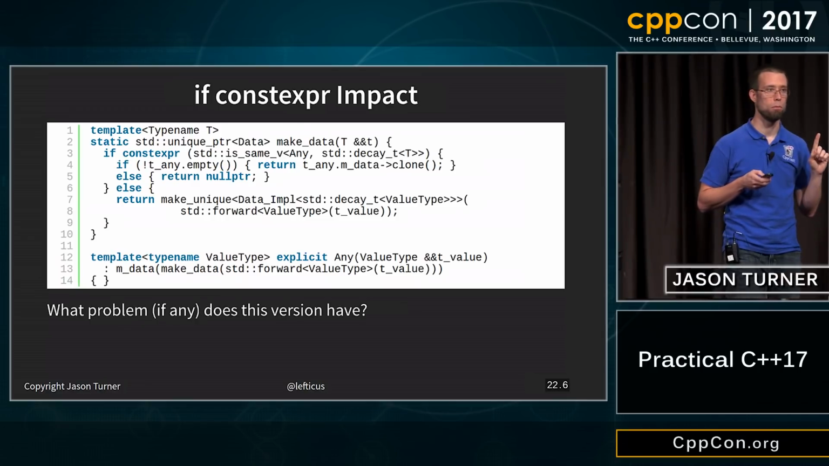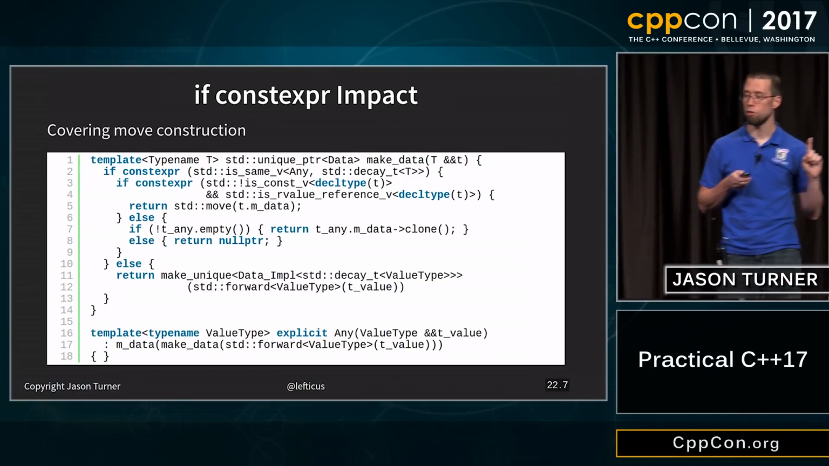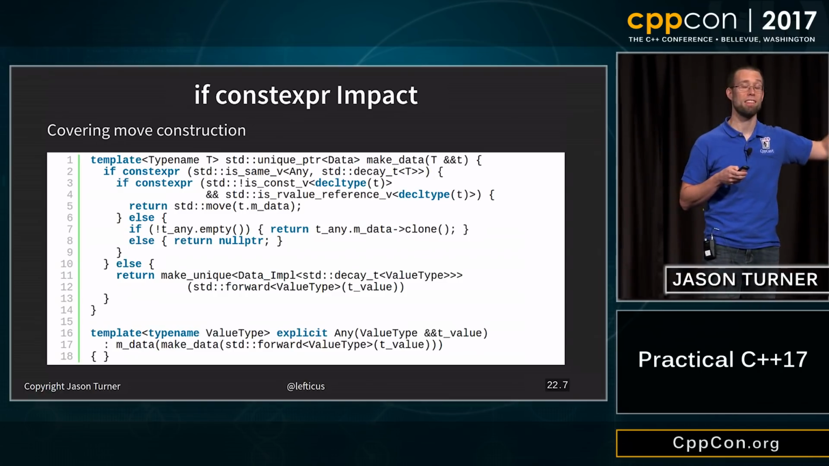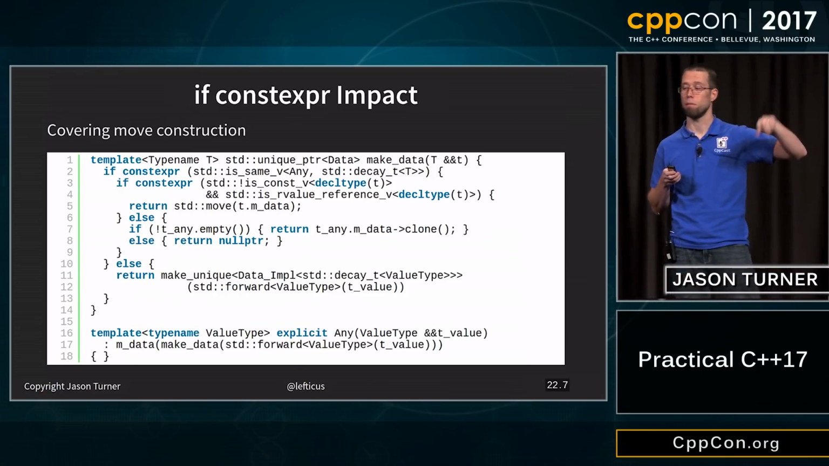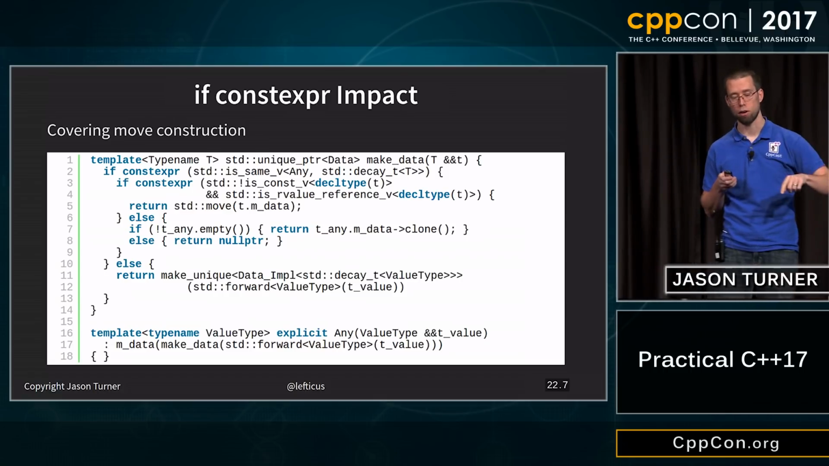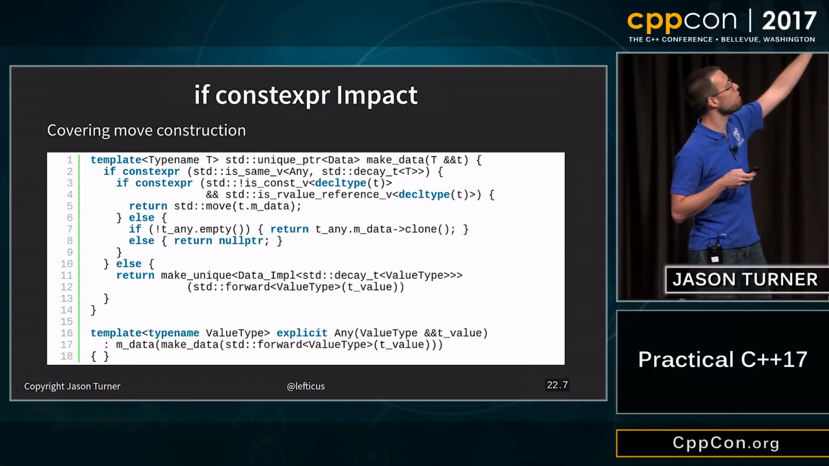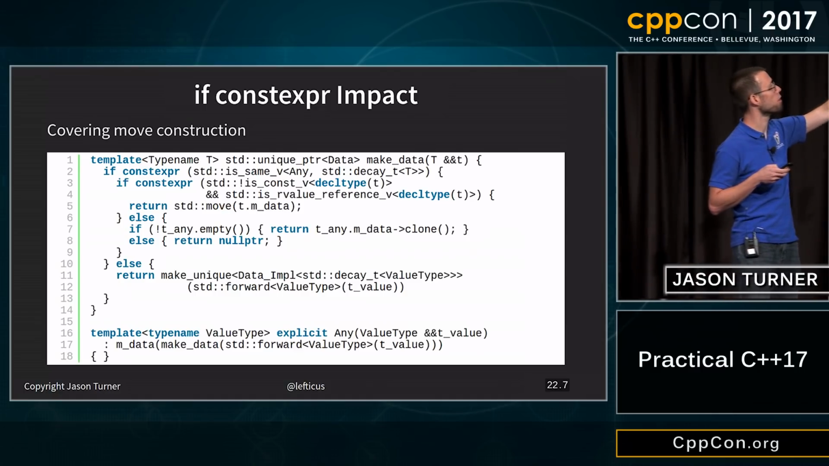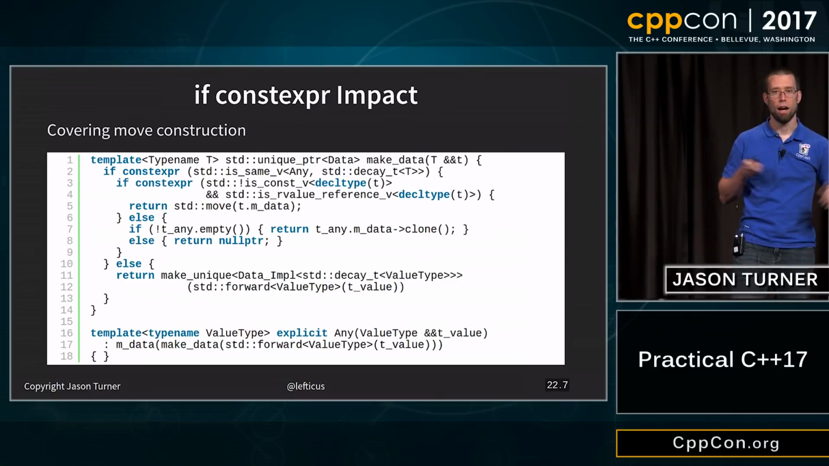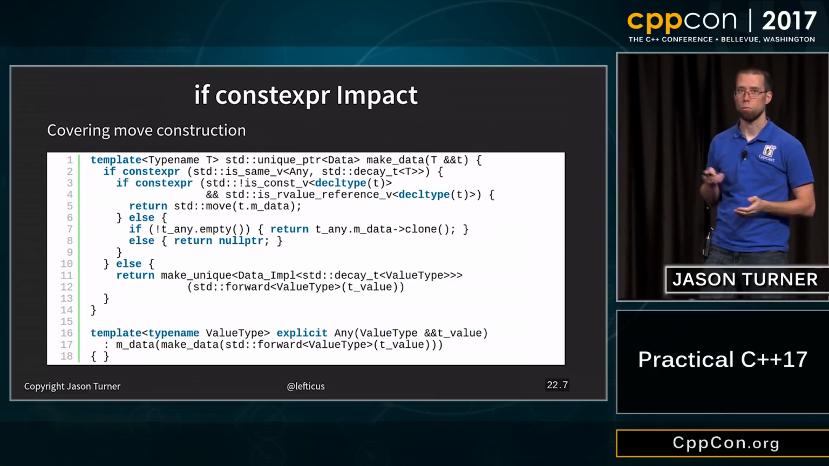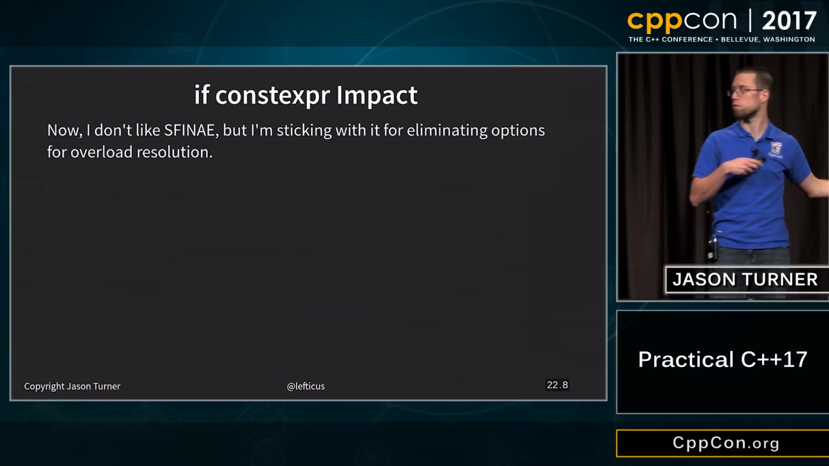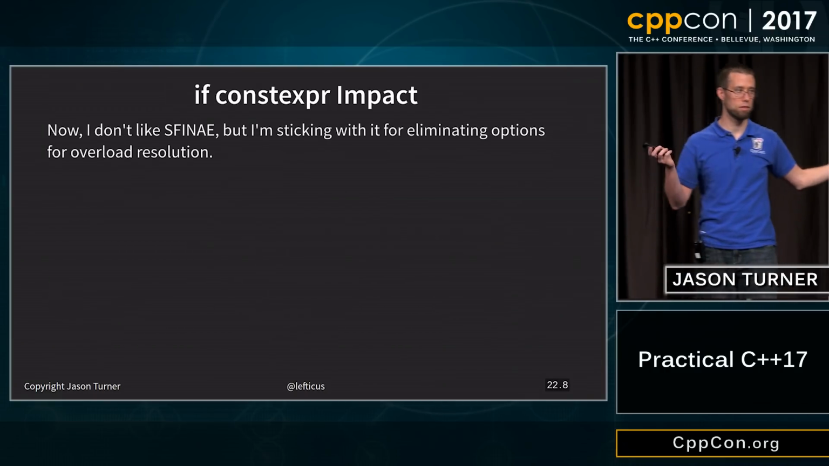We don't allow moves. So we can continue to expand this and have another level of if constexpr: if the thing passed in was in fact an init, but a non-const rvalue reference, then we want to move the data. Otherwise, we'll copy the data. Otherwise, it'll be a pointer. Well, I don't like SFINAE. To me, it's my least favorite part of C++, but I'm sticking with just using it for this particular case.